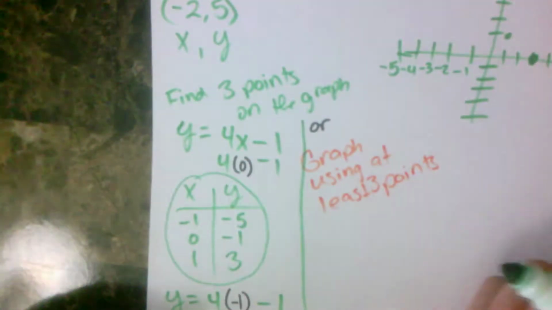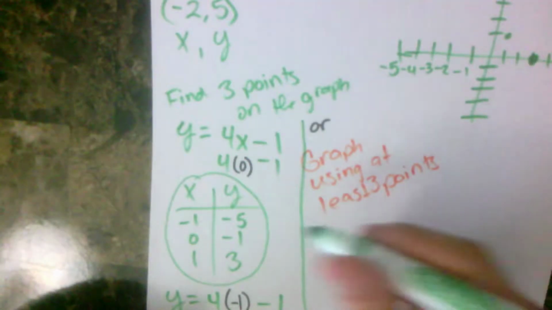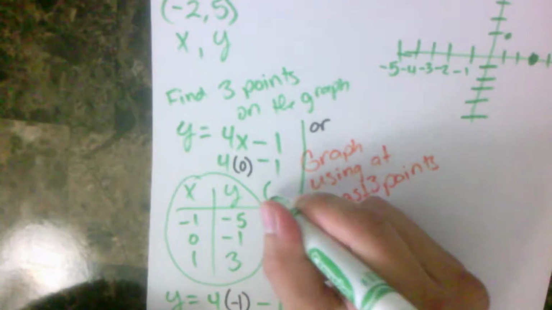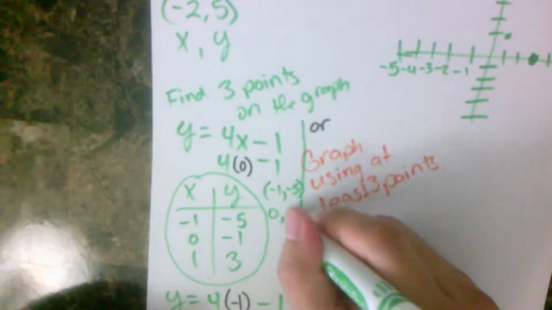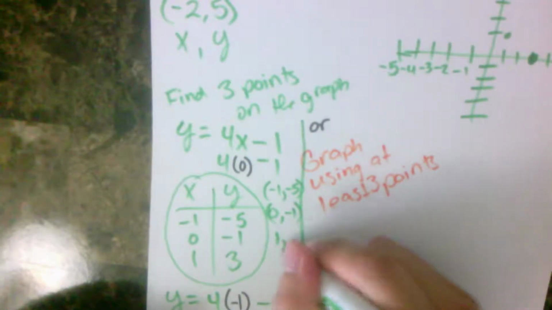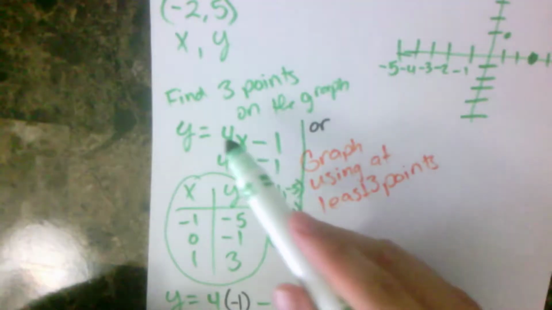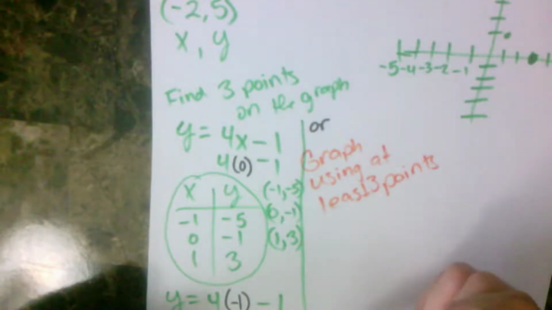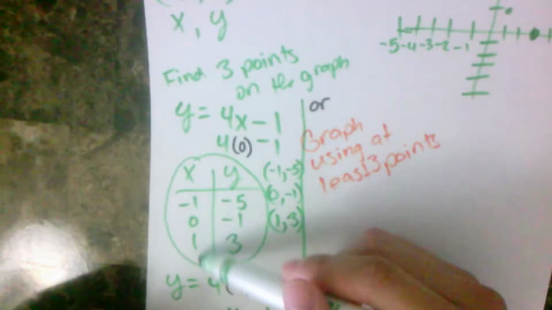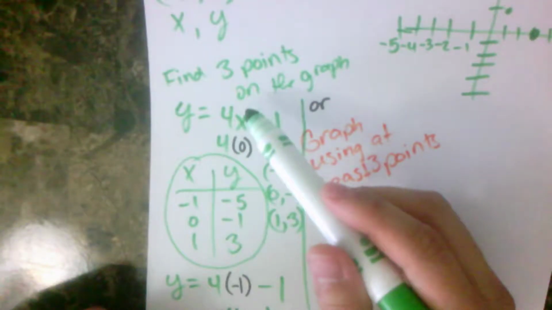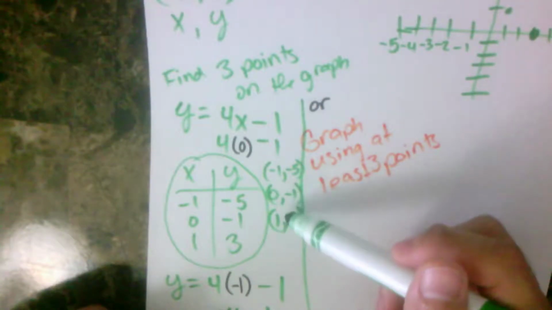Your 3 points, by the way, are negative 1, comma, negative 5. Remember, you write your points in coordinate format. X always comes before y. Then 0, comma, negative 1, and then 1, comma, 3. Those are your 3 points for this particular equation. So again, those steps are: pick any x's you want, 3 numbers. Plug them back into your original equation, and then get your y values. Write them in parentheses, and you're all good.